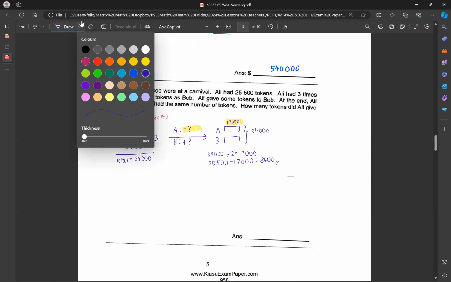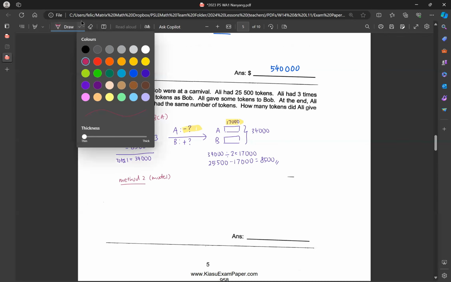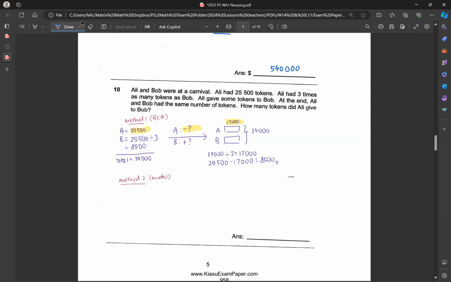Okay, I will show you method 2. Both methods are fine. Method 2 is if you use the model way. If I were to draw a model for this, at first I know Ali has this much and Ali has thrice of Bob. So 3 times of Bob means I can draw Ali at first has 3 units.